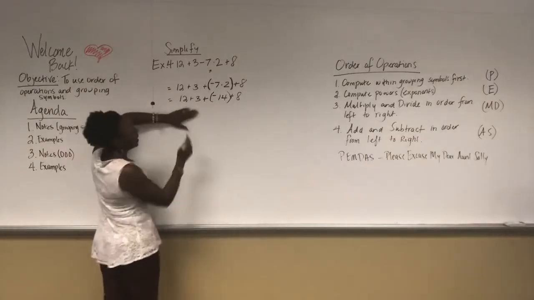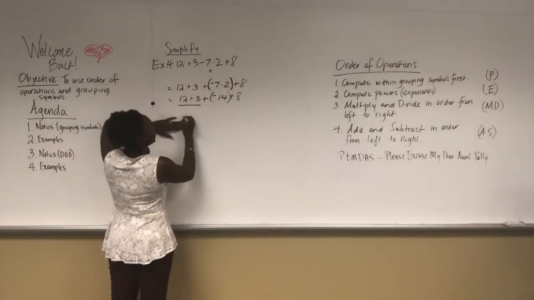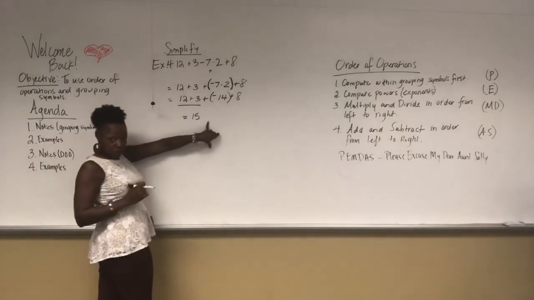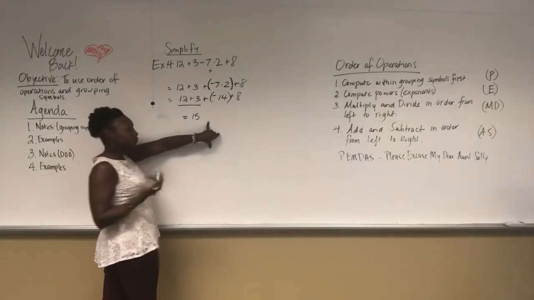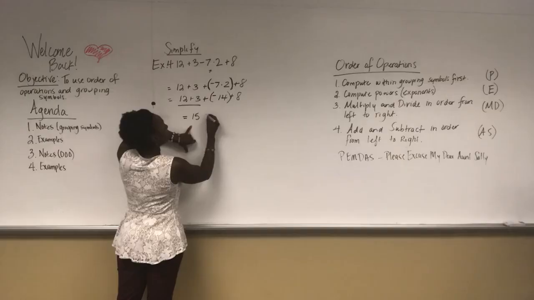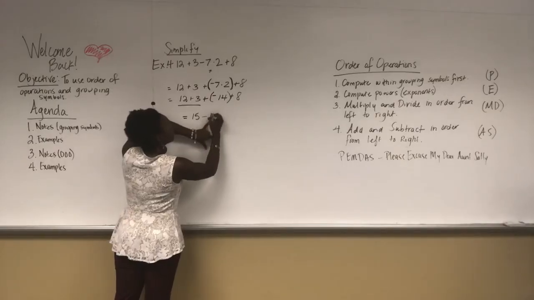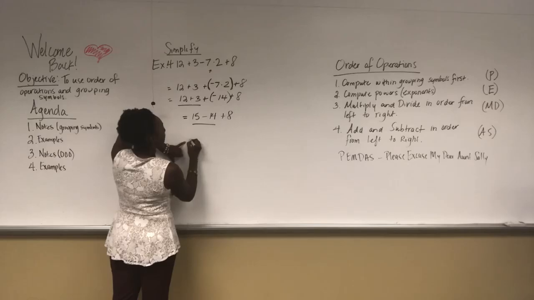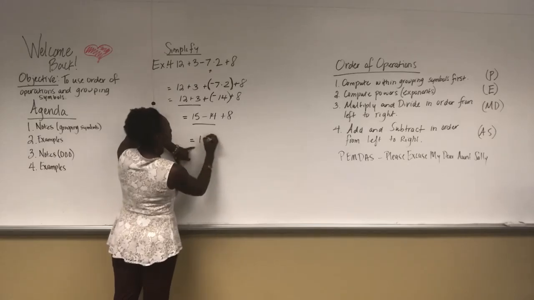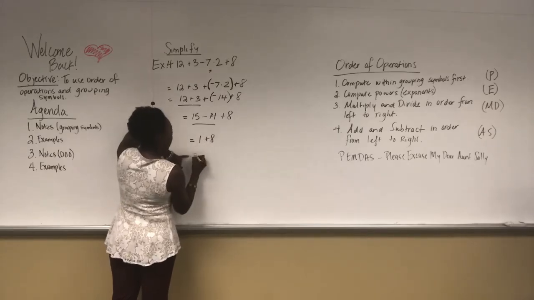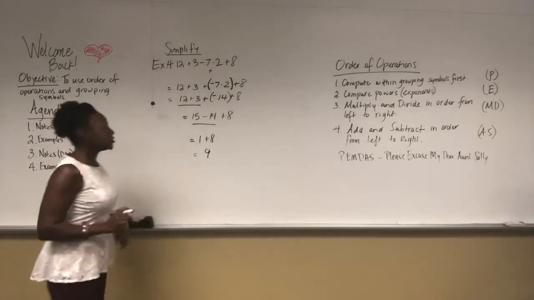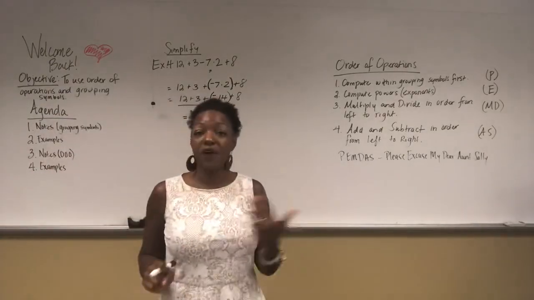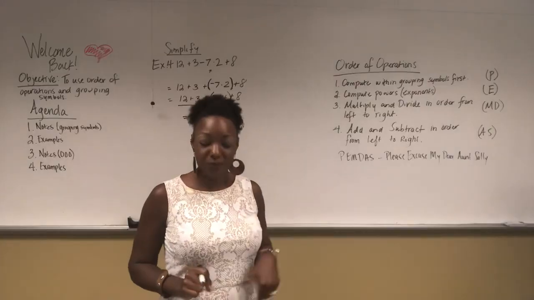So I start by adding 12 plus 3. That changes to 15. Now I can change this back to minus 14, or I can keep it plus negative 14 for the sake of argument. I'm going to do minus 14 and add 8. Now I'm going to combine these two values. So 15 minus 14 is 1 plus 8. And now I'm going to finalize my answer, which is going to give us 9. So moving from left to right, working with the order of operations, our final solution for that problem is 9.